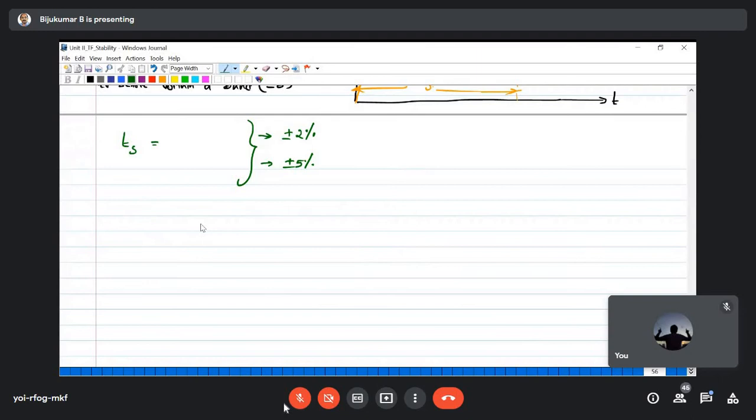Because after settling time, there are no oscillations, right? So which term do we have to equate? We don't need to take all parameters. In that, the exponential term, that is the decay term, right? So which is the exponential term? E power minus zeta omega n t divided by square root of 1 minus zeta square.